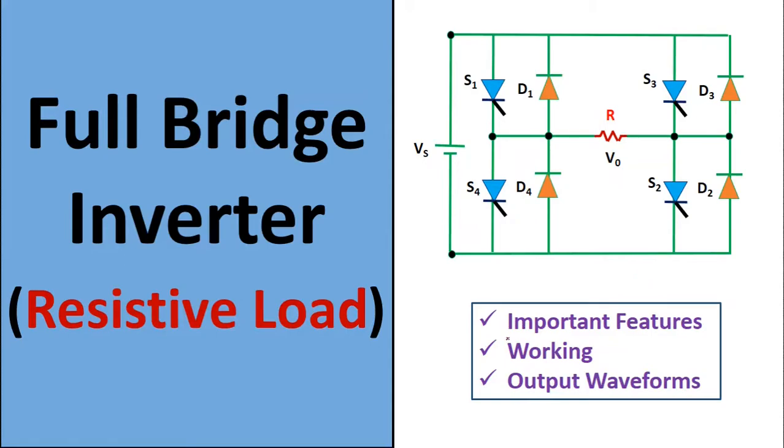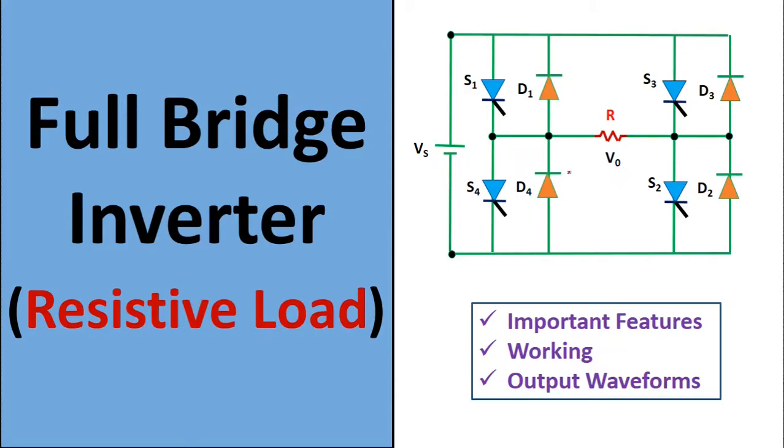In this lecture we are going to discuss first important features, then working and output waveforms of full bridge inverter with resistive load. This is the circuit diagram of full bridge inverter. Here you can see we have connected a resistor across the load terminals, therefore it is called as full bridge inverter with resistive load.